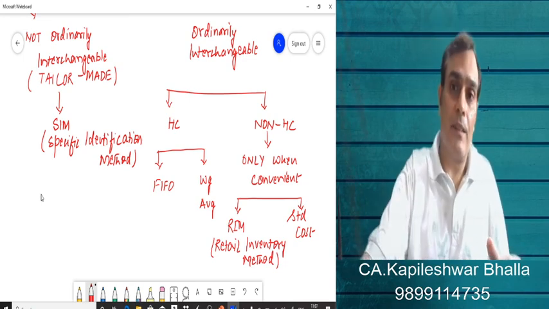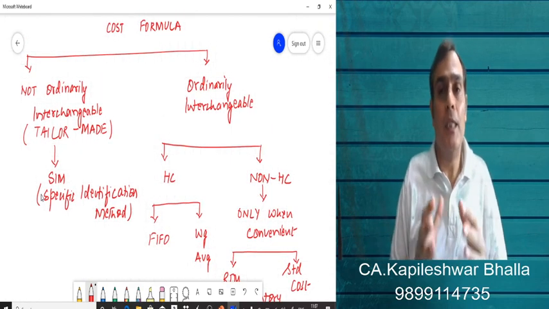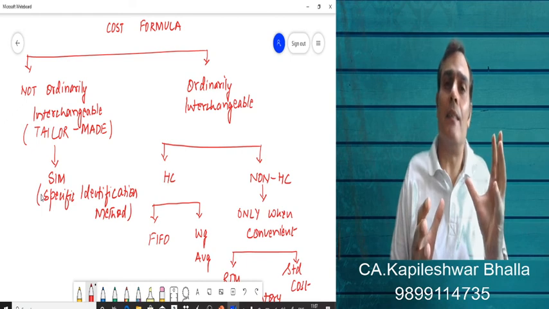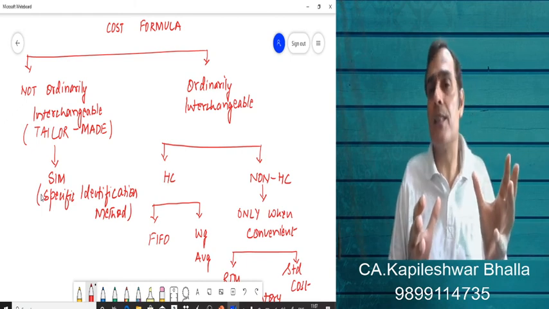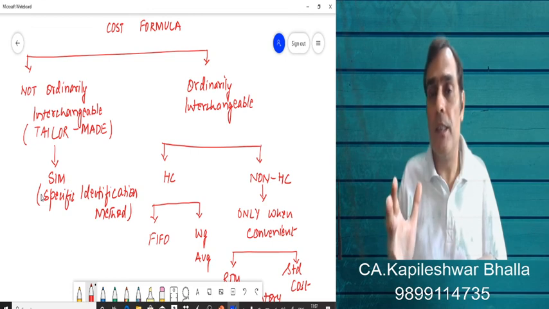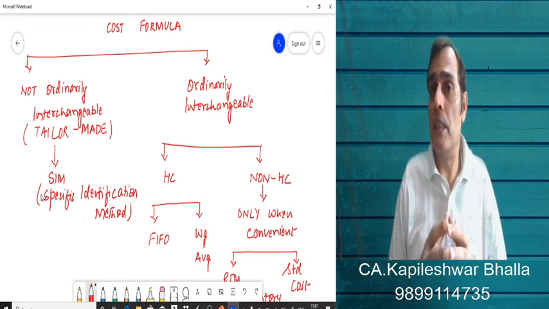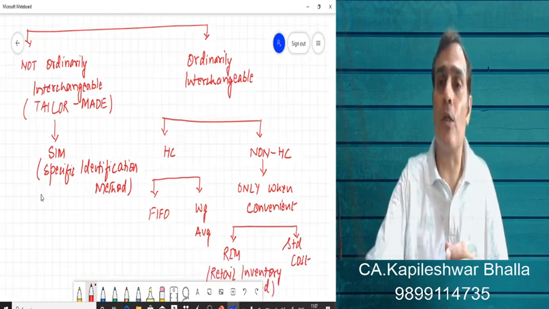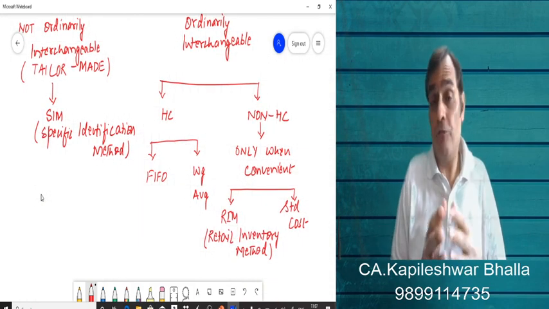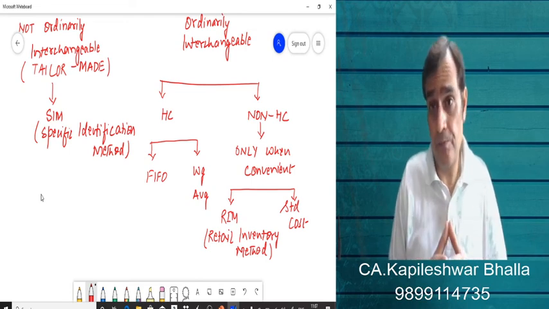So I guess this gives us a complete chain of thought in terms of the cost formula. You need to decide, is it a tailor-made inventory? Then it is SIM. If you say no, it's not a tailor-made product, then the preference is to the cost incurred, which is the historical cost incurred: FIFO or weighted average, depending upon the facts of the case.